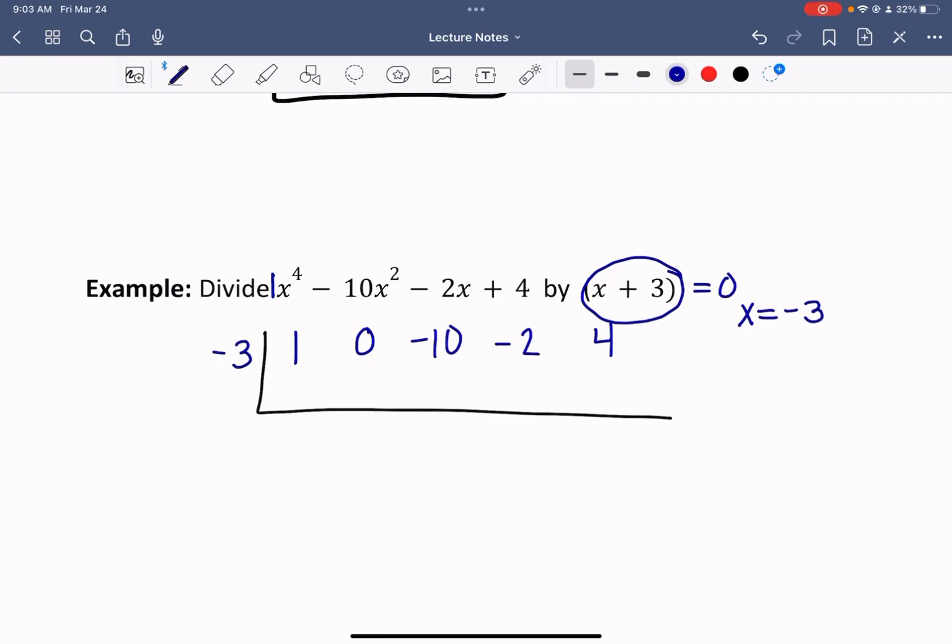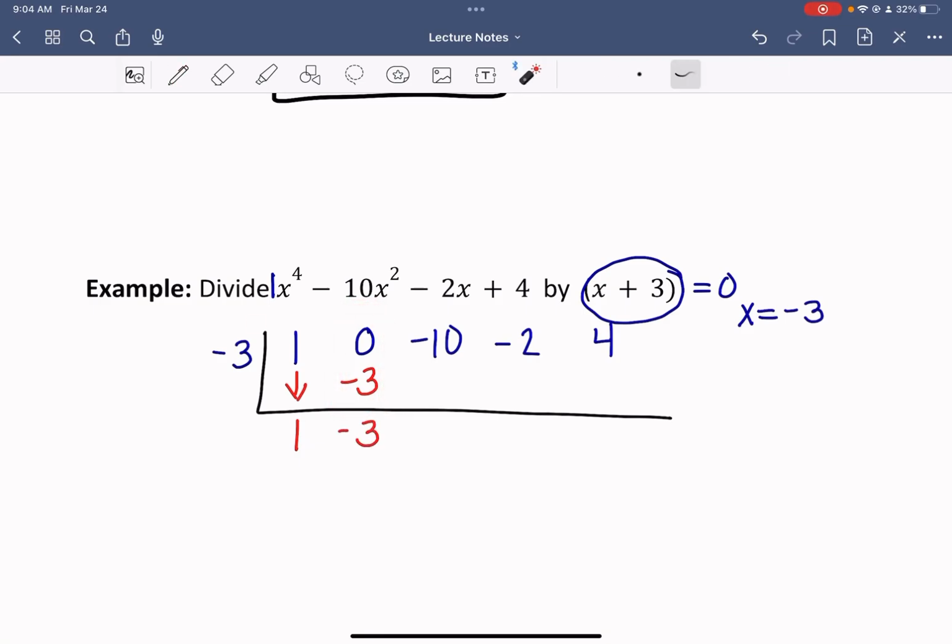Now, when you start your process, the first thing you want to do is bring the 1 down. And again, I always put an arrow right there so I don't accidentally put a number there. Then you're going to multiply. So you're multiplying these two pieces together. Once you multiply these two pieces together, negative 3 times 1, that gives you negative 3. You put it into that next spot available. So I'm going to place it here. Then you add vertically. So I'm going to be adding these two pieces, negative 3.